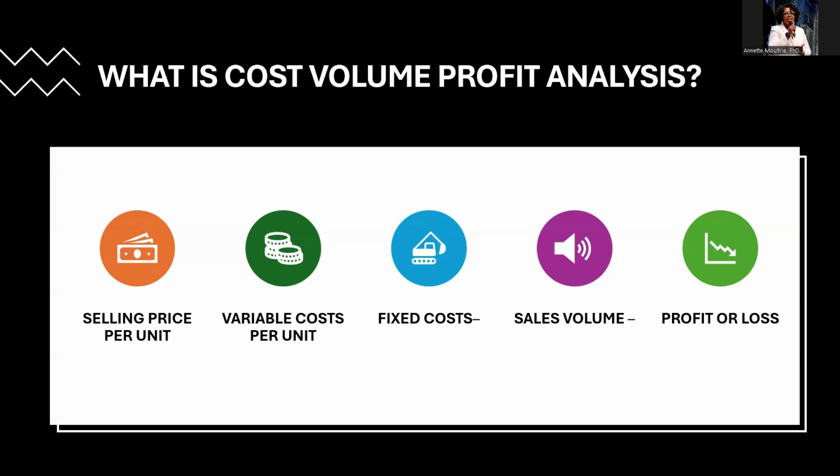The next component is sales volume. That's the number of units sold. And last but not least, we have the profit or loss. Of course, that's the financial outcome that is based on those factors that I just mentioned. So you have the selling price per unit, the variable cost per unit, fixed cost, sales volume, and profit or loss.